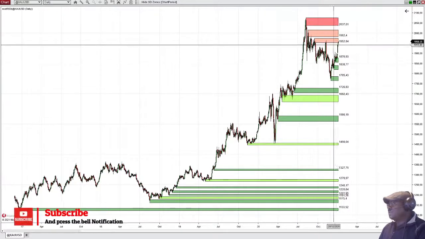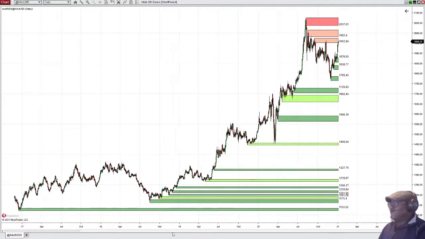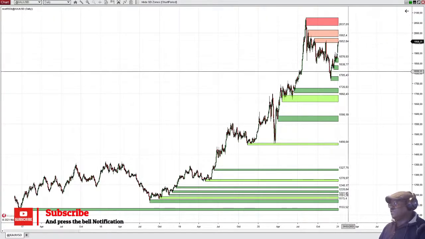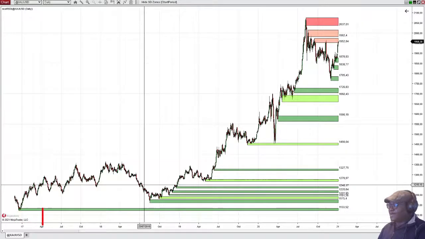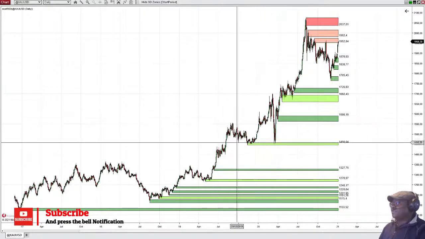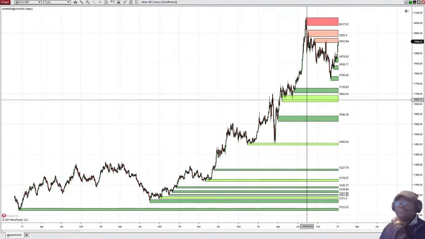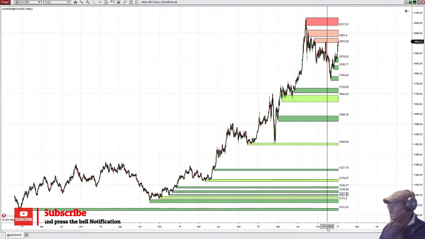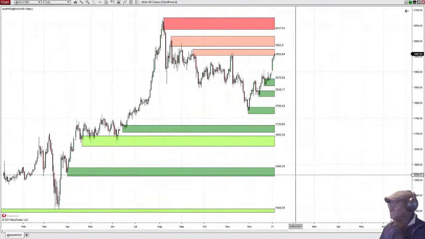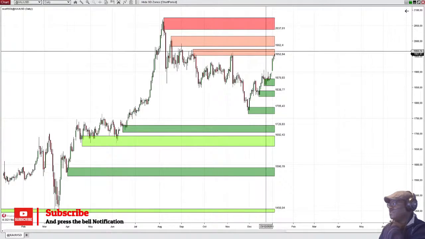Gold is approaching the supply on the daily. It's still an uptrend. Don't look at it and think gold is on a downtrend. No. Look at the big picture of gold. It's still an uptrend. I don't need to say much about where gold is and what gold is doing. Gold is in an uptrend. It's retesting the supply.